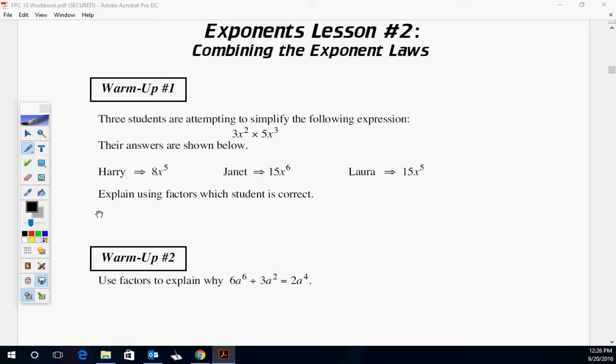Three students are attempting to simplify the following expression: 3x squared times 5x cubed. Harry says 8x to the 5th. Where's his mistake? He added the numbers instead of multiplying them. Janet got 15x to the 6th. What's her mistake? She also multiplied the exponents. She didn't do her exponent laws correctly; that's going to be 2 plus 3. So Laura is correct: 15x to the 5th.